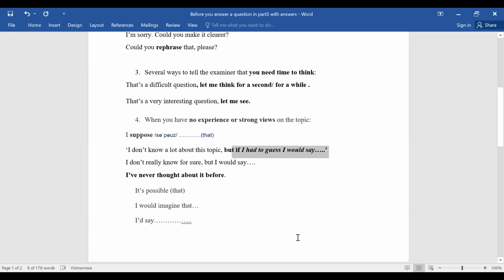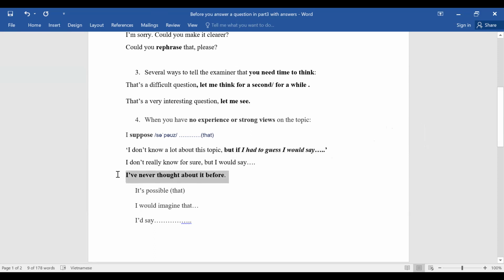For example, the question is, should the government invest in researching other planets? Oh, I think that only Elon Musk can answer this question. And then you can say something like, oh, I really don't know much about this topic, but if I had to guess, I would say that the government shouldn't do so. I think the government should invest in solving problems on our mother planet, and they don't have to waste money that way. So here, if I had to guess, I would say.